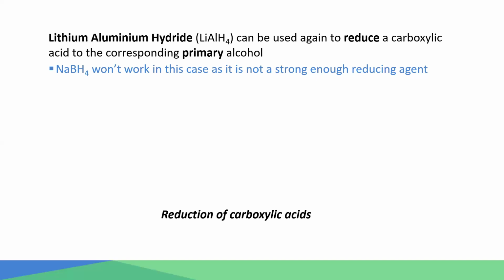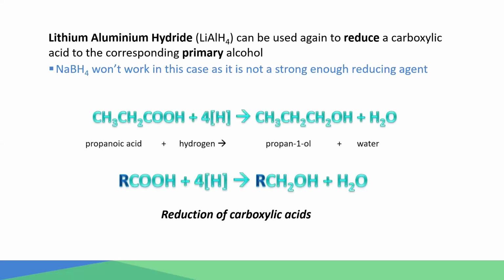Lithium aluminum hydride, LiAlH4, is a powerful reducing agent. Look at this reaction. If you take propanoic acid and you put it to LiAlH4, remember LiAlH4 is a very strong reducing agent. It will convert a carboxylic acid first into aldehyde, and later it can also convert it into the primary alcohol like propan-1-ol.